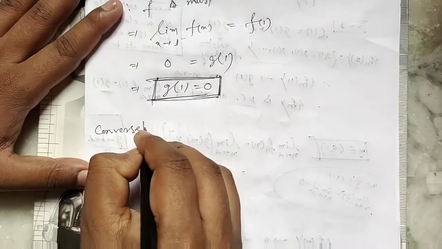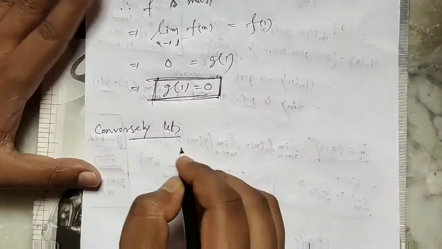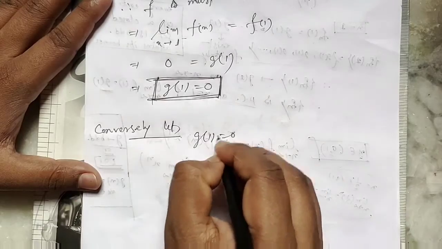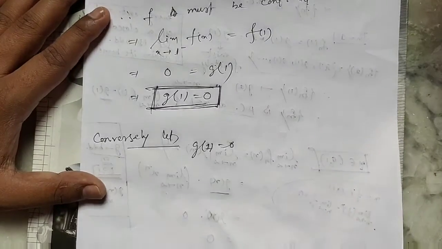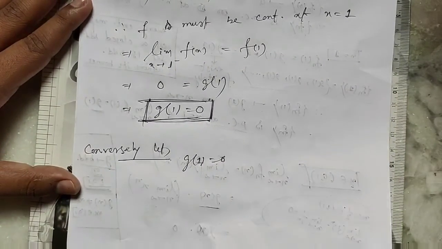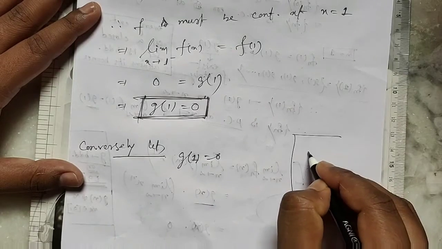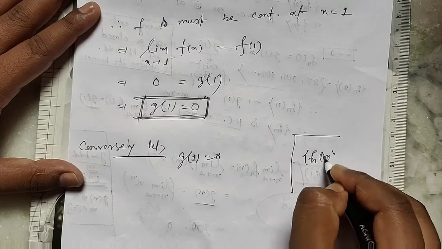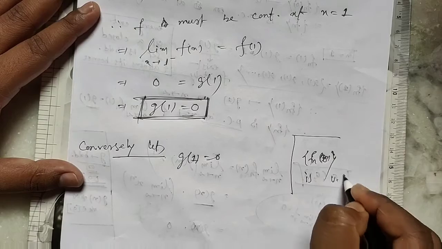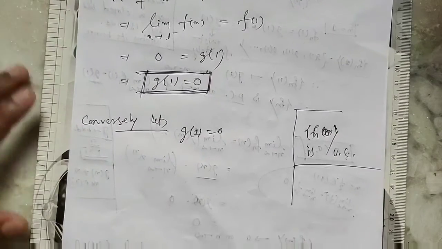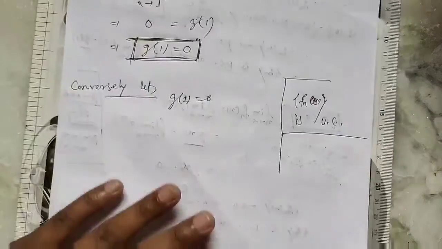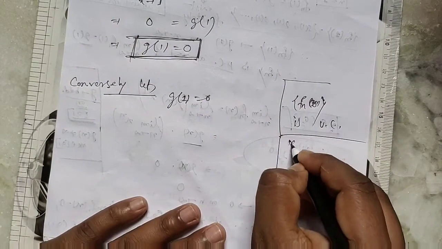Conversely, let g of 1 equal to 0. Now we have to prove that the sequence of functions is uniformly convergent. So first we apply the Mn test. What is our Mn test?